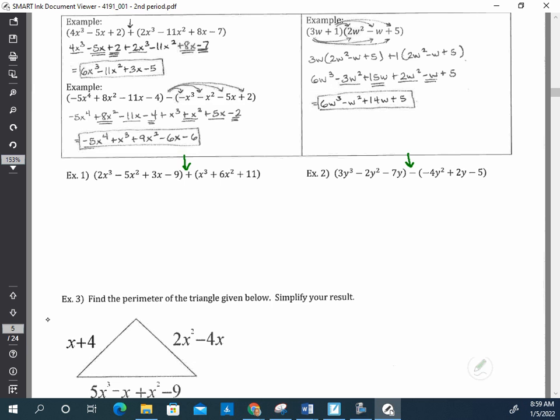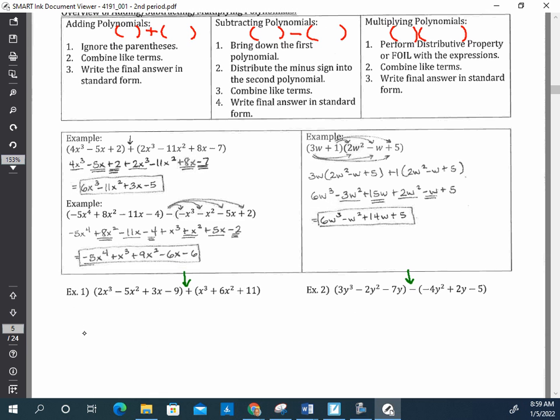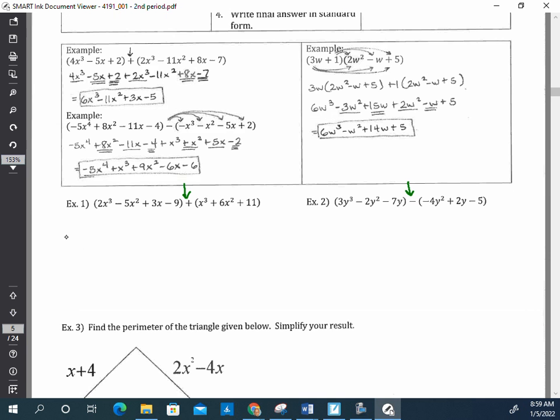Since we're adding, if we look back at our guide, ignore the parentheses. Combine like terms. 2x to the third goes with x to the third. So 2 plus 1 gives you what? 3. So 3x to the third. Notice that when you add or subtract, you do not touch the exponents. When you add or subtract, the exponents stay the same.